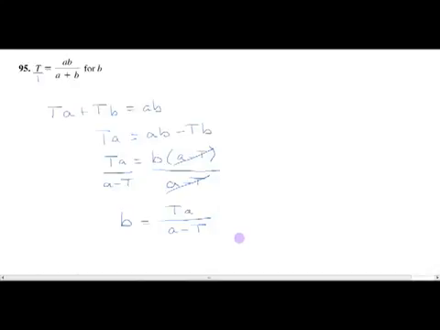Make sure that when you're solving a formula for a certain variable, that you don't have that variable in the formula. It should be the variable you're solving for equals a combination of other variables and numbers.